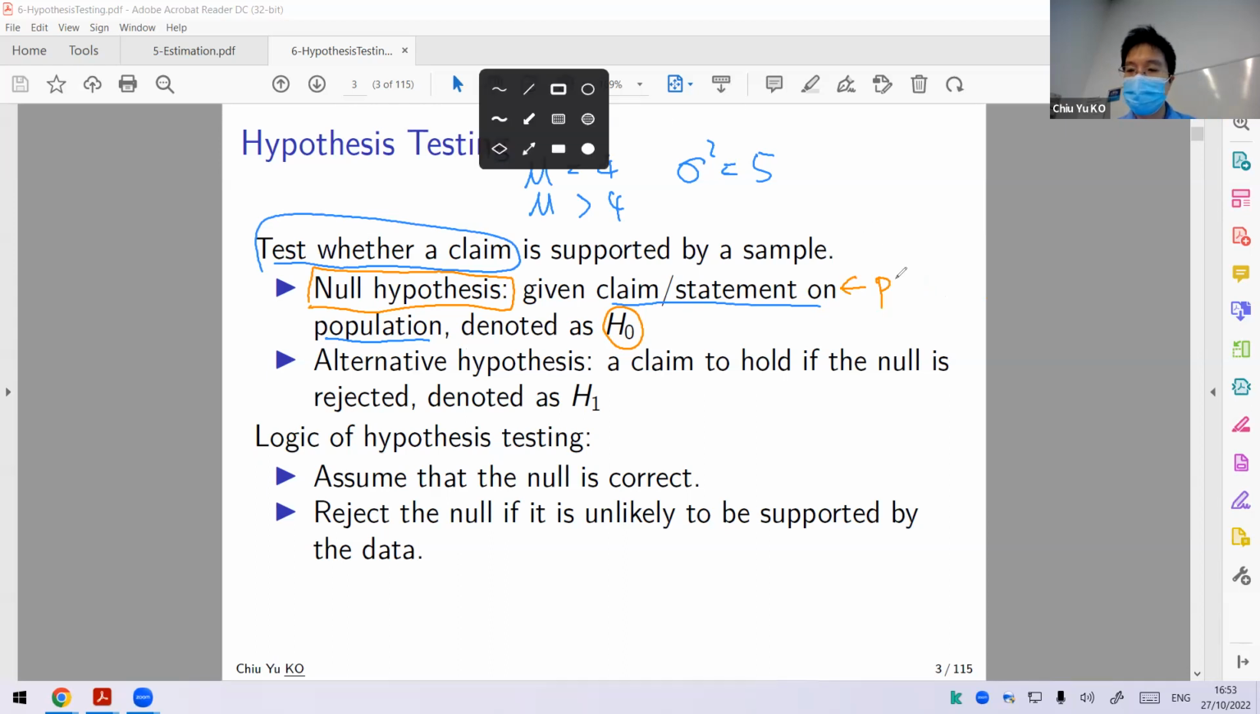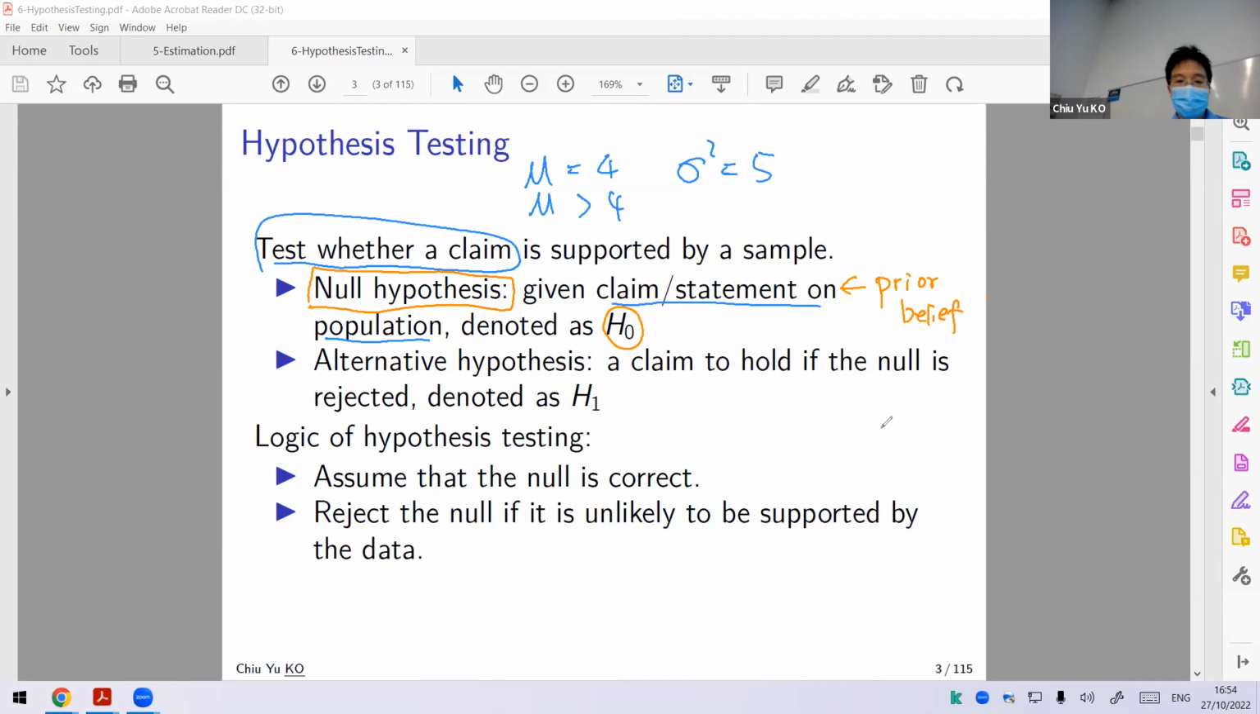It's a prior belief, or what we call the working assumption, right? And here we have another one we call the alternative hypothesis, okay? This is the claim that you would hold if the null is being rejected, okay? If you drop the prior belief, this is the alternative you should have. This is called H1, okay?